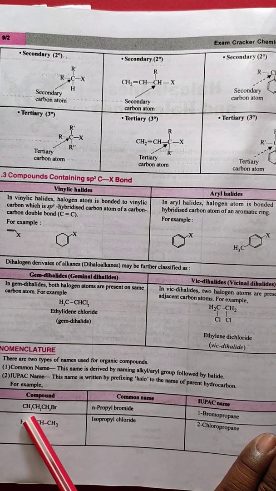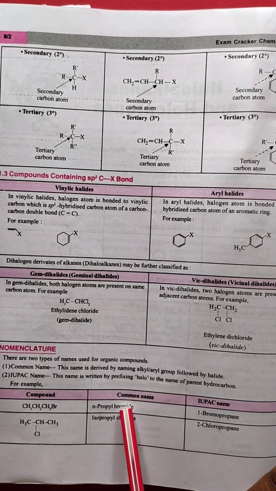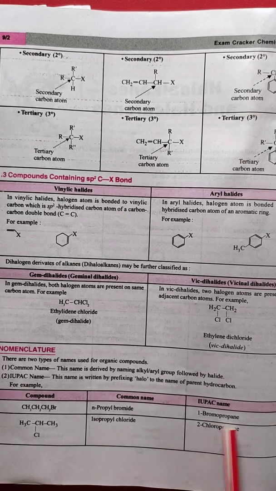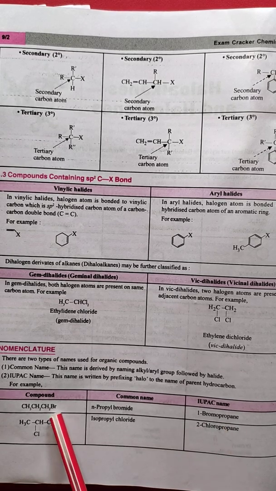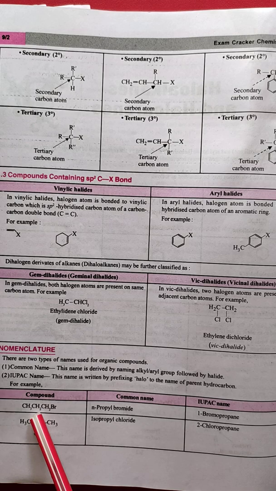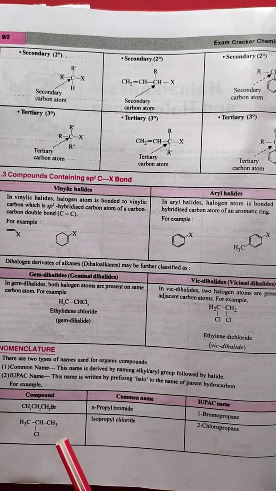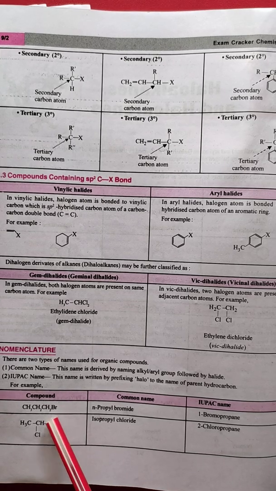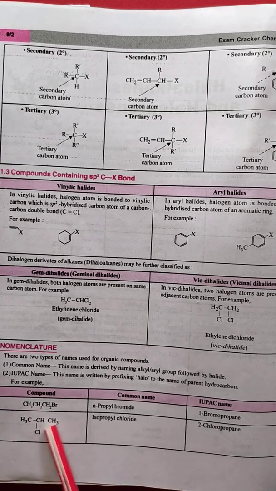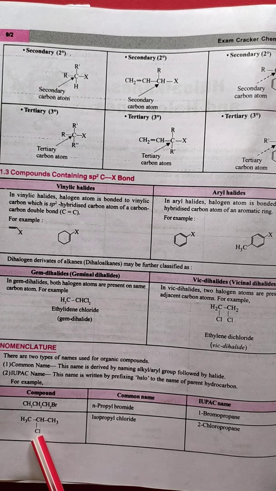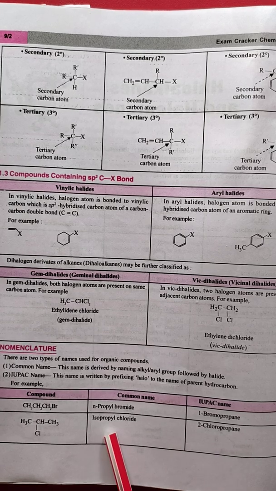So in this case, we have CH3CH2CH2Br. We name this compound by common name as n-propyl bromide, but the IUPAC name is 1-bromopropane, because bromine is attached to the first carbon. See how many carbons are there? There are 3 carbons, so the parent compound is propane. In the first position we have bromine attached, so the name becomes 1-bromopropane. See the next compound, again a propane, but in this case the chlorine is attached to the second position, so it is called 2-chloropropane, or its common name is isopropyl chloride.